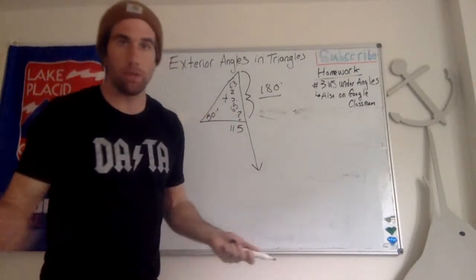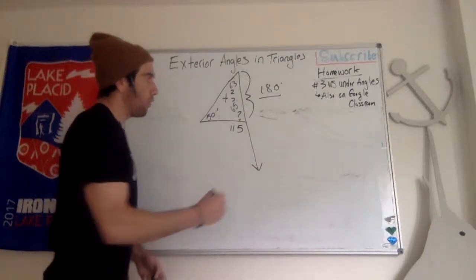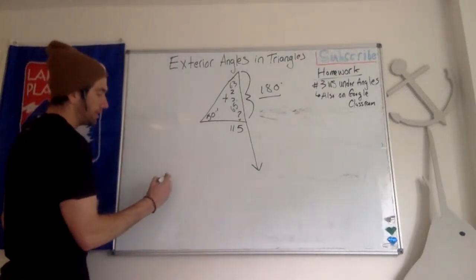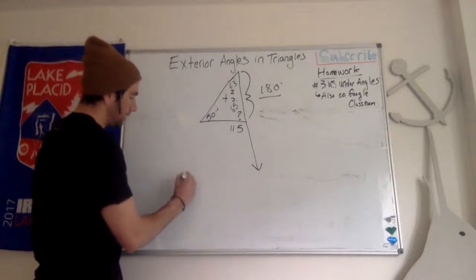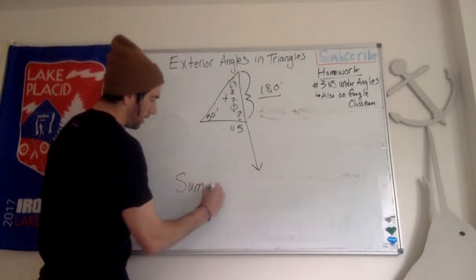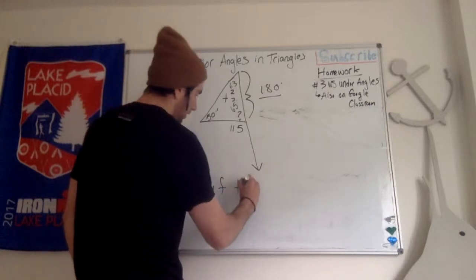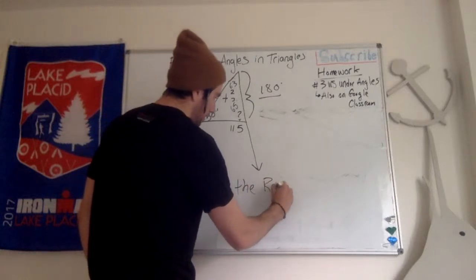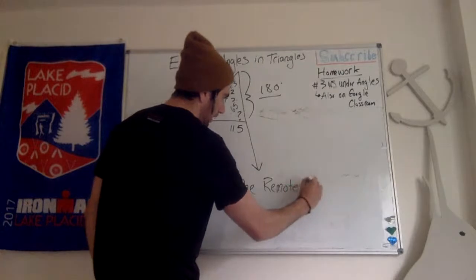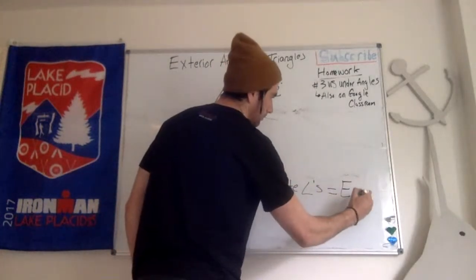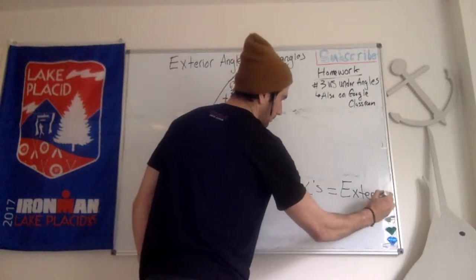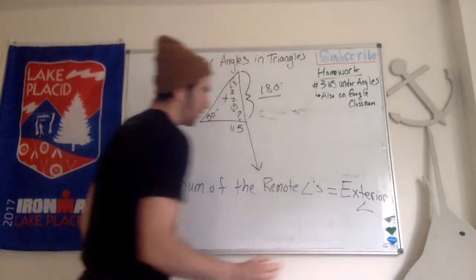the exterior angle theorem we should be good with. So just to write it down one more time, it's going to be the remote angles: the sum of the remote angles equals the exterior angle. Okay?